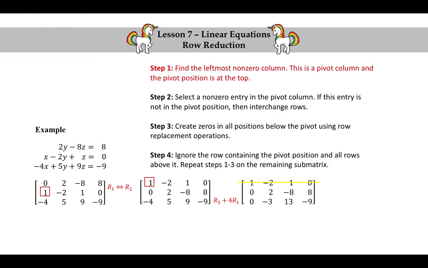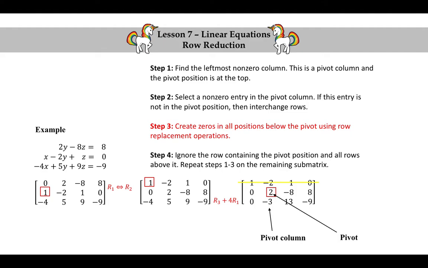Let's go back to step 1. We find the leftmost non-zero column. There we go. So we see we have this pivot column consisting of 2 and negative 3, and the pivot position is where that 2 is. Step 2, we're going to select a non-zero entry in the pivot column. We might as well just go ahead and choose that 2 since it's already in the pivot position. So no need to interchange rows this time.